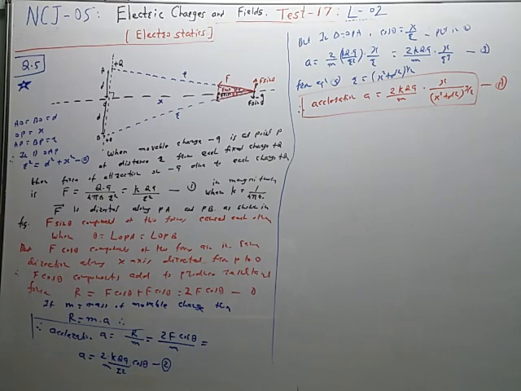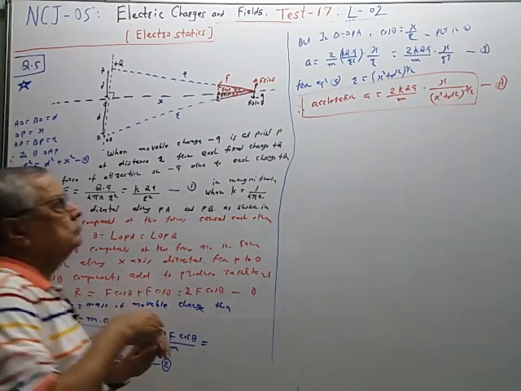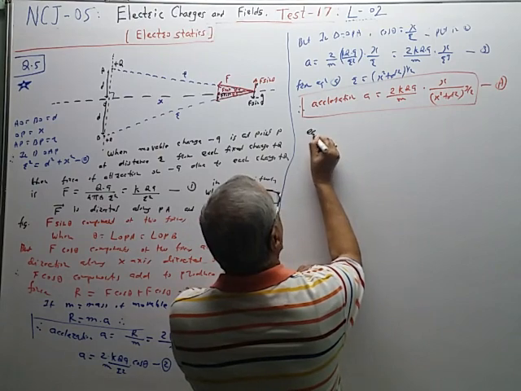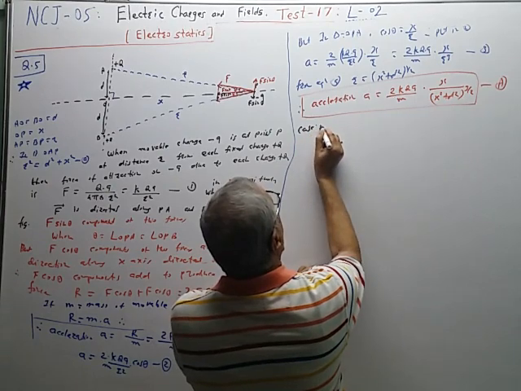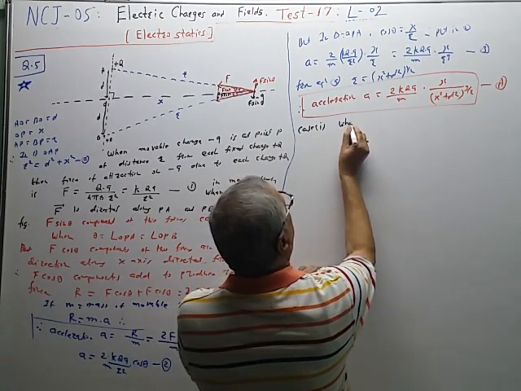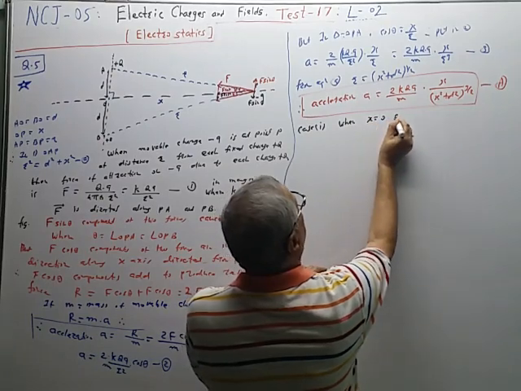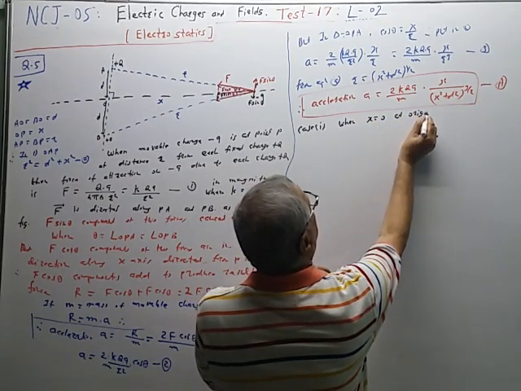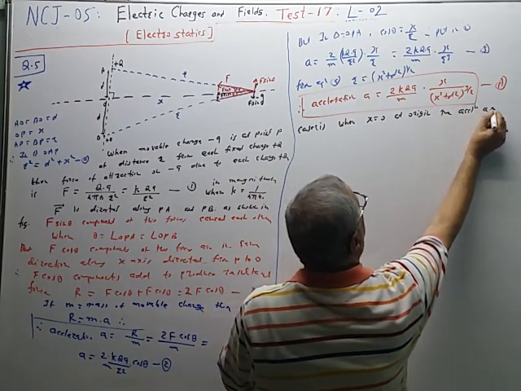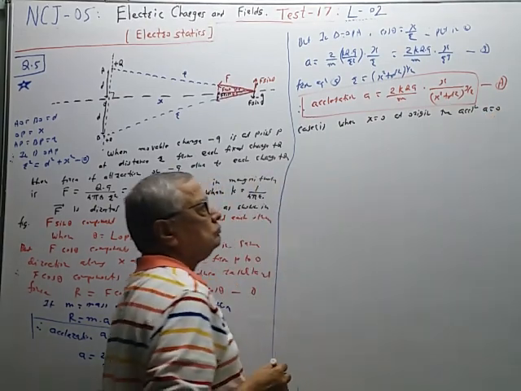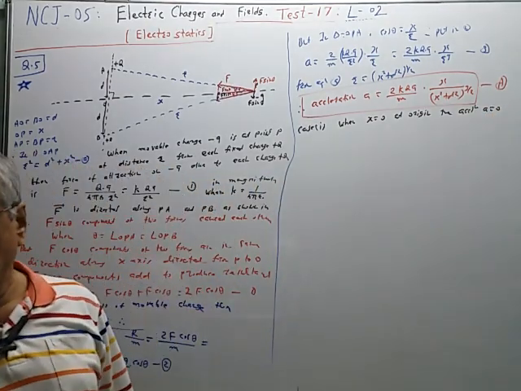So without knowing the equation, we cannot give the correct graph. Now we can get some idea which graph will be correct. Case 1: when x is equal to 0 at origin, then acceleration A is equal to 0.